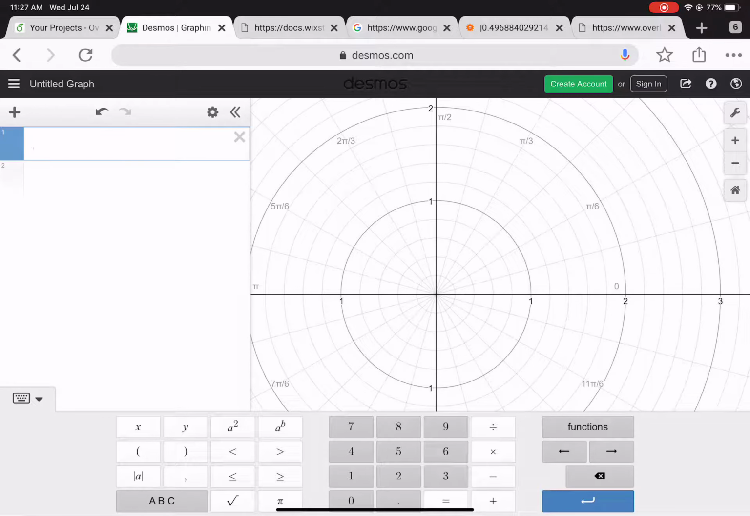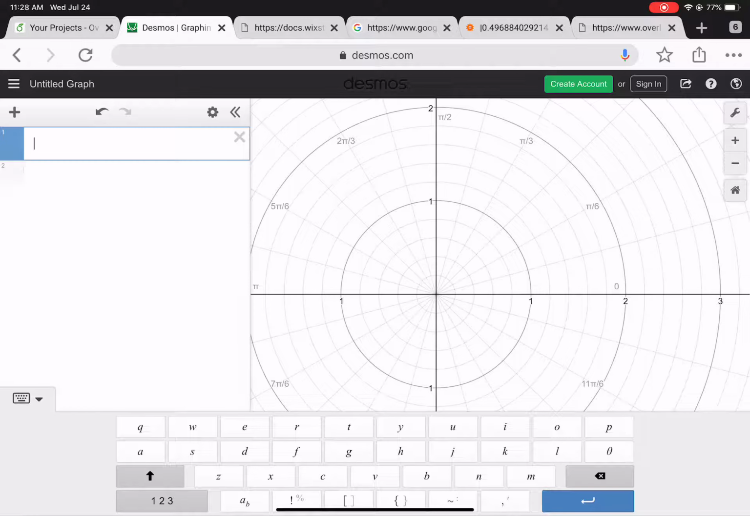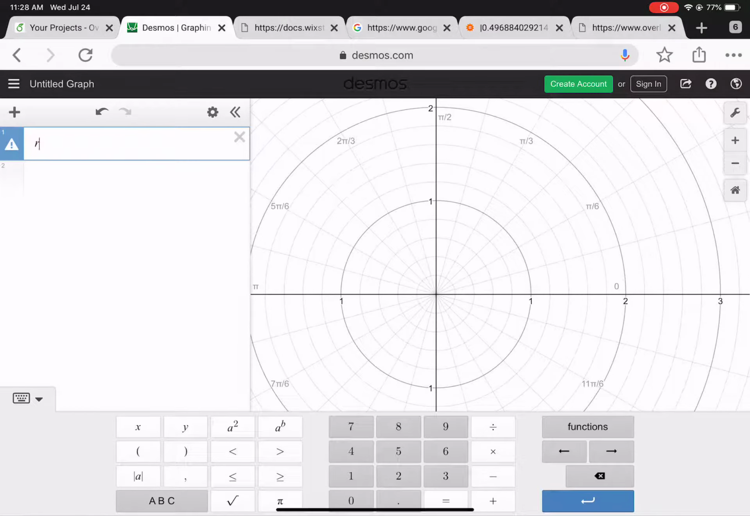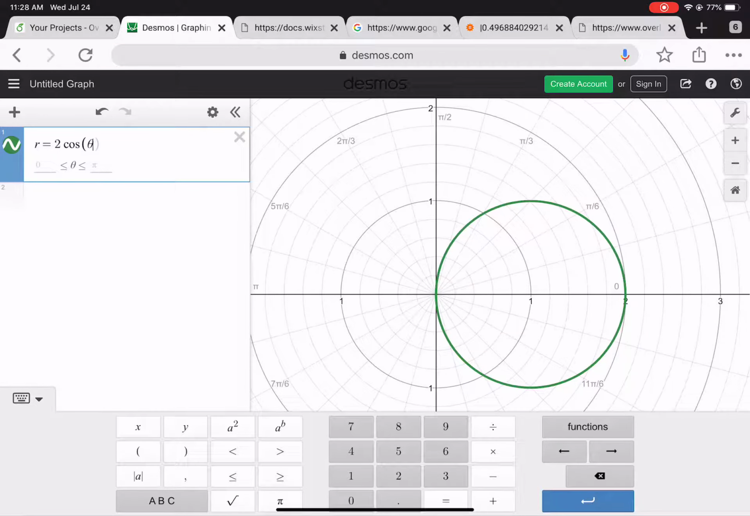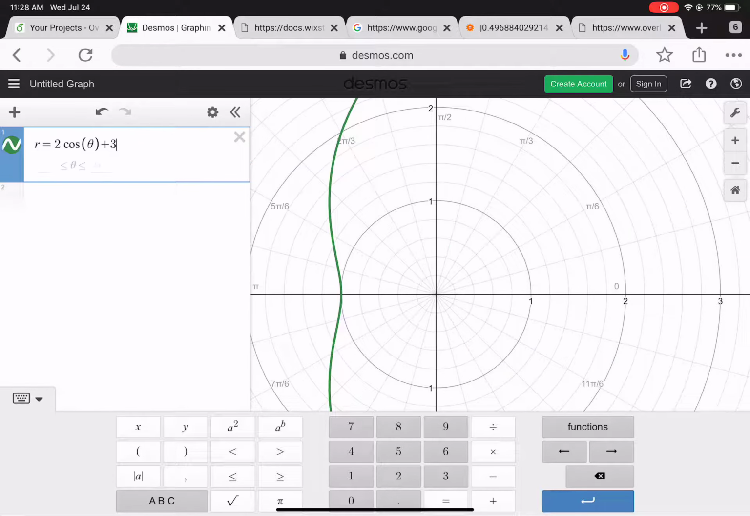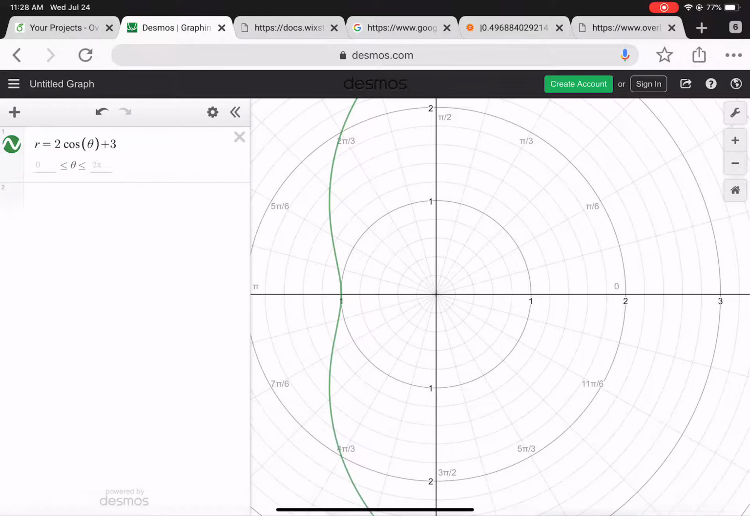Imagine I give you this. r equals 2 times cosine theta, and I'm going to add plus 3. What I just did right now is I made a relationship between r and theta. So instead of x's and y's, I'm going to write every equation that I know of in terms of r and theta. And what picture did I get in this case?